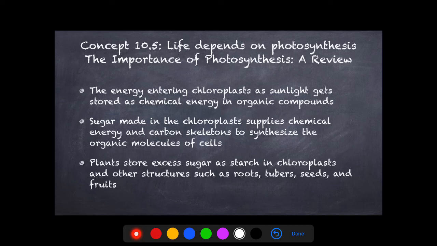All right, last section. 10.5, life depends on photosynthesis. The importance of photosynthesis, basically a review. So remember, solar energy is converted into chemical energy. Chemical energy is stored in organic compounds. Sugar is made in the chloroplast, which provides the chemical energy and also helps to make carbon skeletons in order to make organic molecules for the cells.